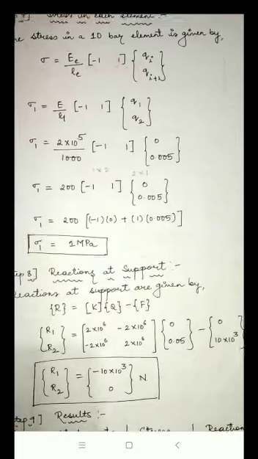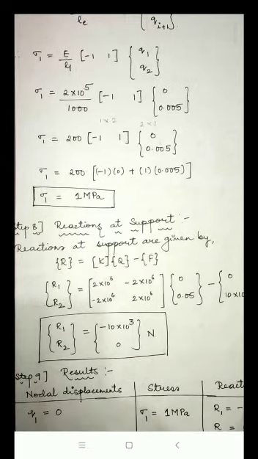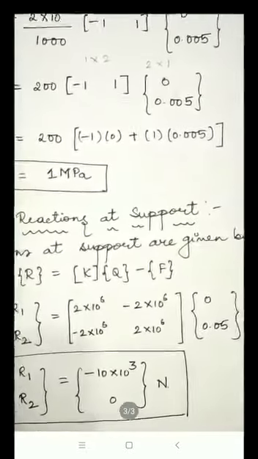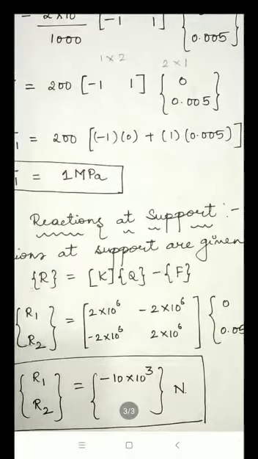Now substitute all the values. We know E, we know the length of the element, we know the Q1, we know Q2 also. Substitute and simplify that. Sigma 1 we are getting as 1 megapascal. Now the second part is over. Third part, that is finding the reactions at the support. Equation for finding the reaction is like this. R equal to, R means reactions, R equal to K into Q minus F.